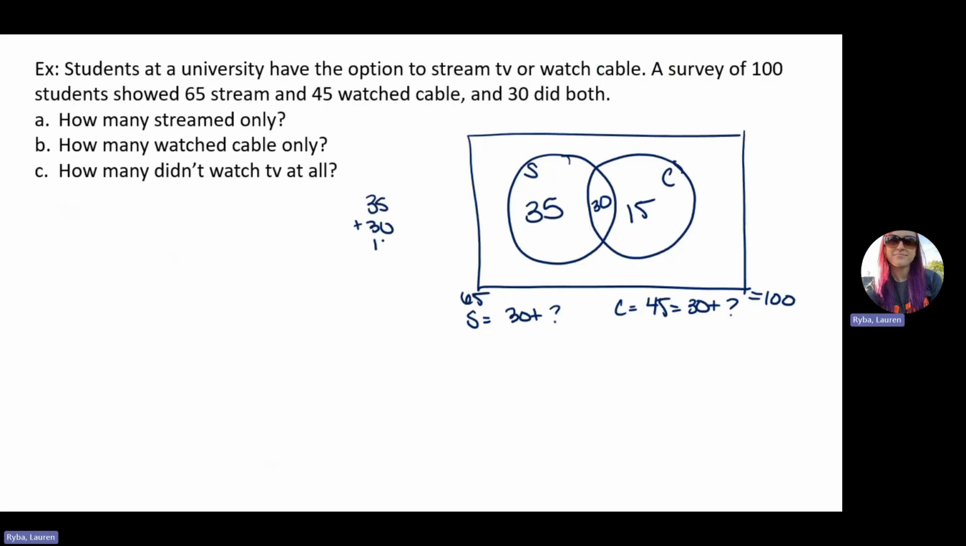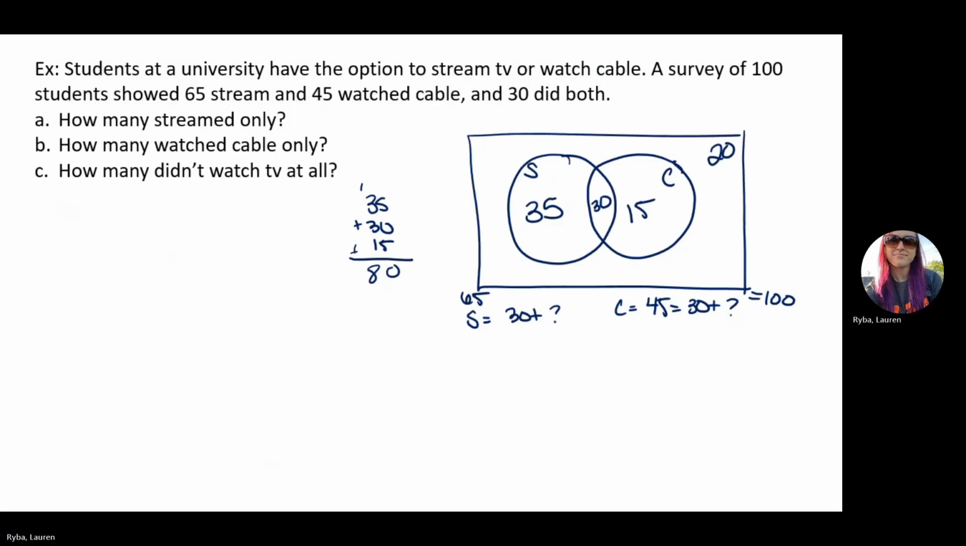All right. So I have a total of, let's see, what do we have? 35, 30, and 15. Right now, my total is at 80. But I need to have a total of 100. So how many am I short? 20. And where's that going to go? Outside in the box.